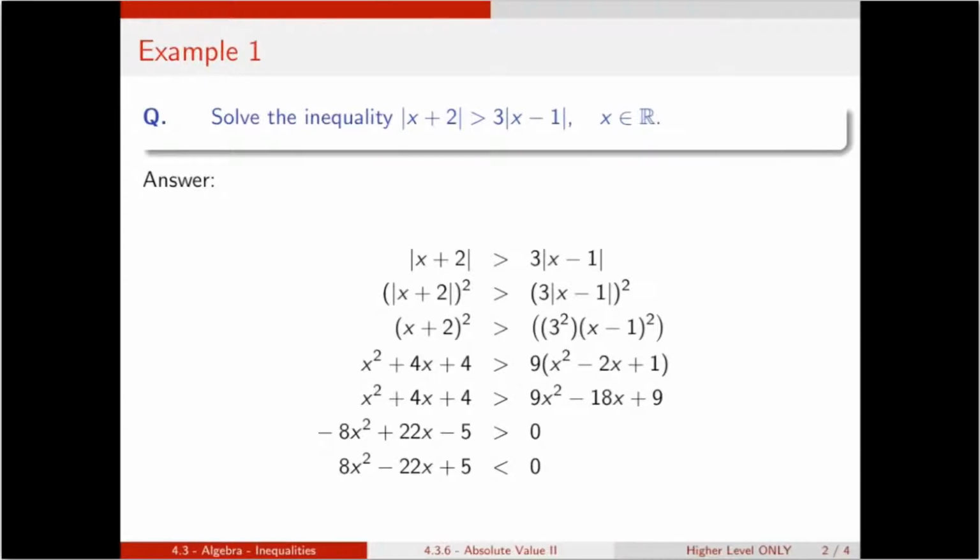I like having a positive coefficient for the x squared term when solving a quadratic. It's just a bit easier. So I multiply across by minus 1 to get 8x squared minus 22x plus 5 is less than 0.